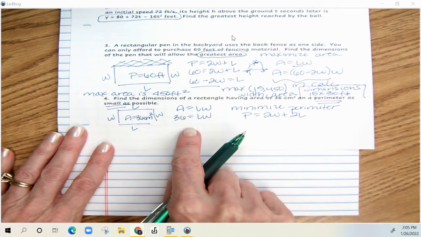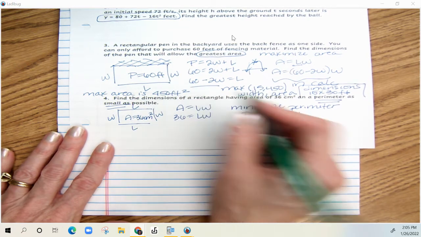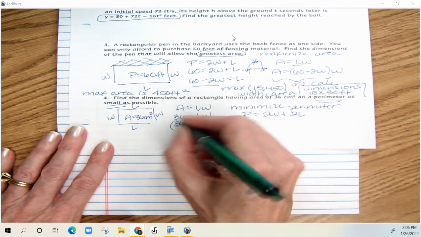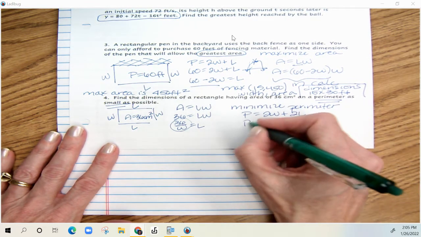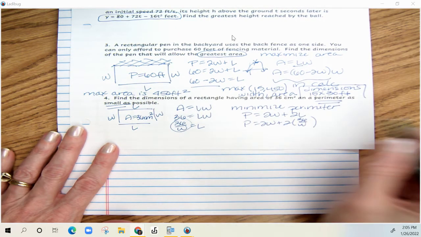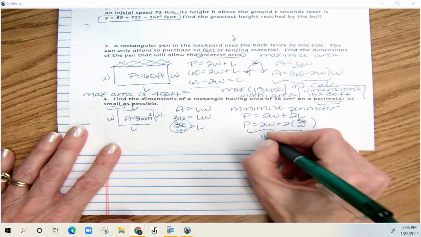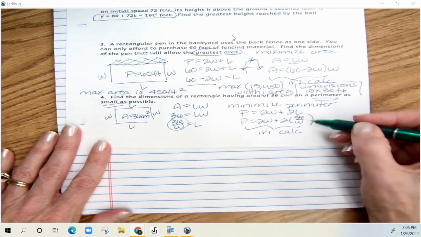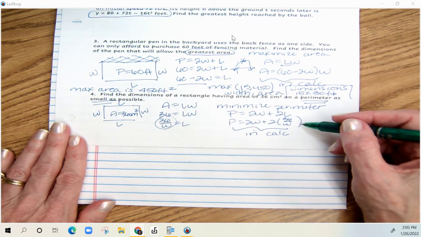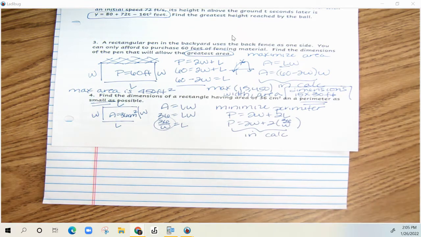So I come over here. I'm going to solve this for one of the variables. Doesn't really matter which one. That's my substitution for over here. And I can put this in the calculator. Now, this has a variable in the denominator. So it's not a parabola. It's a rational function. So you really have to pay attention to your window when working with a rational function.